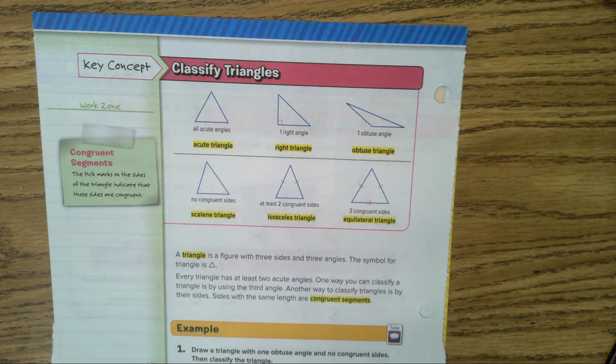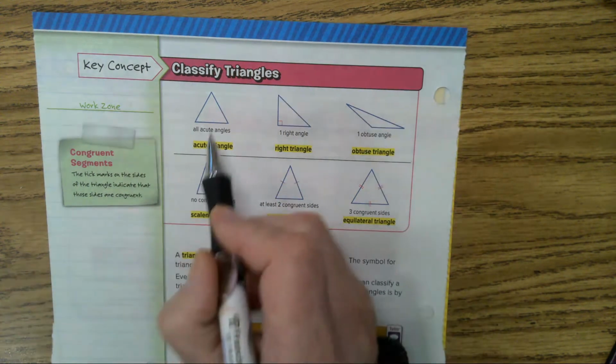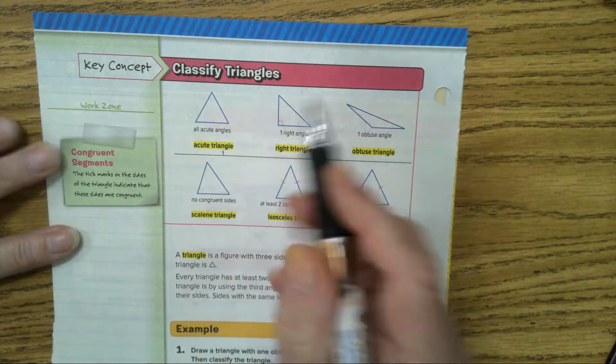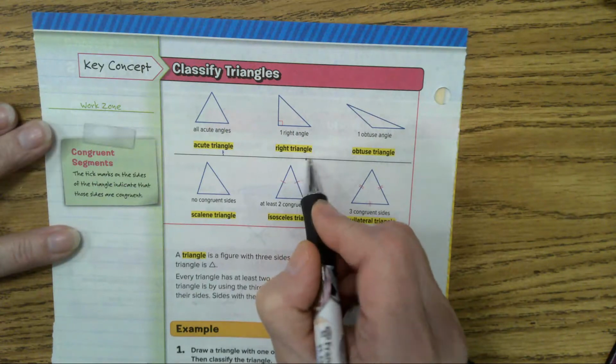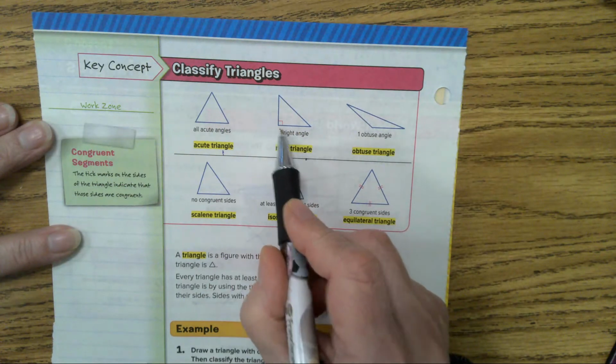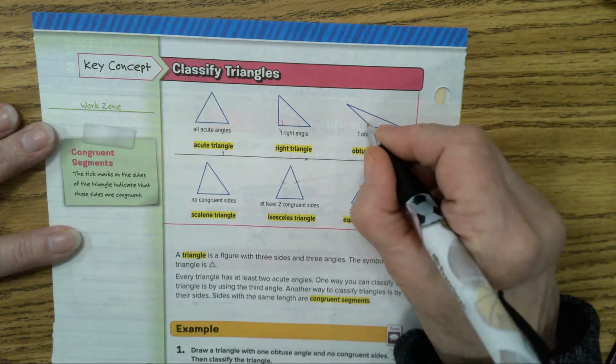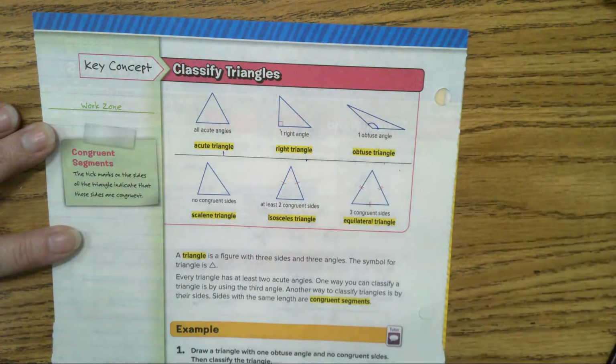In this, it says, this is an acute triangle. All angles are less than 90 degrees. Right triangle, one right angle. Obtuse has one obtuse angle. Okay, any questions on those three?